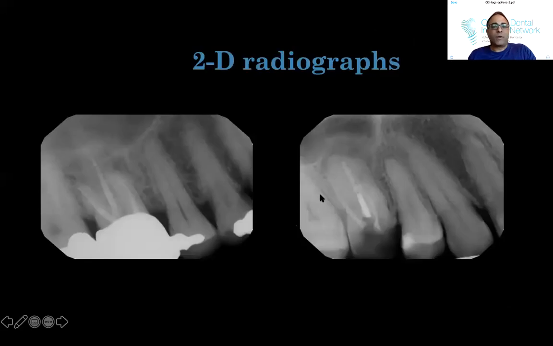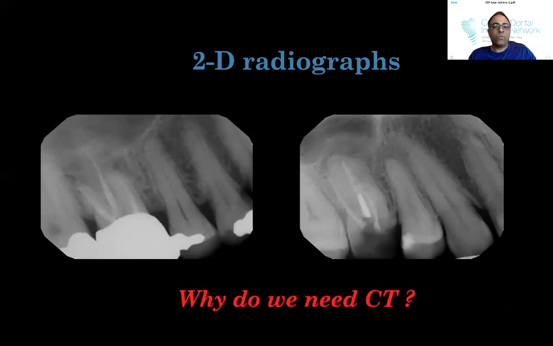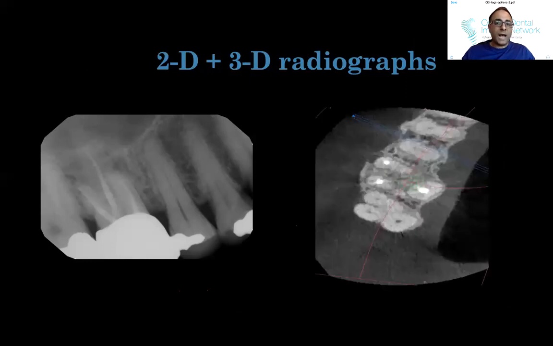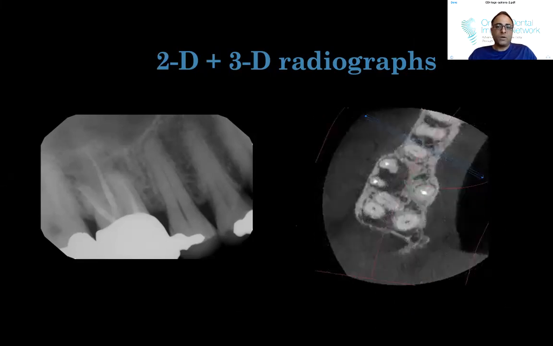Now look at these two radiographs. We have molars, three-rooted teeth. Upper molars, well, four-rooted, but three roots. And you'll see why we need a CT. This is a classic case, and I show this in my immediate molar course, where you take an axial slice of the CT scan, and you'll notice that we have three separate roots here. As this case goes down, there's a large apical lesion.